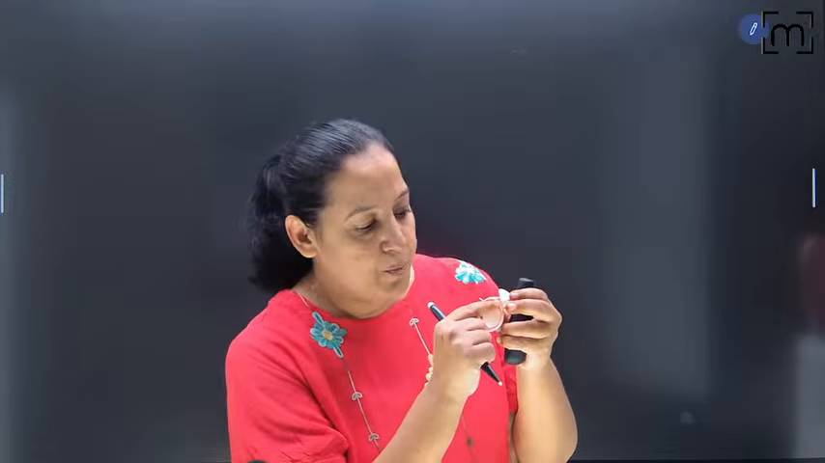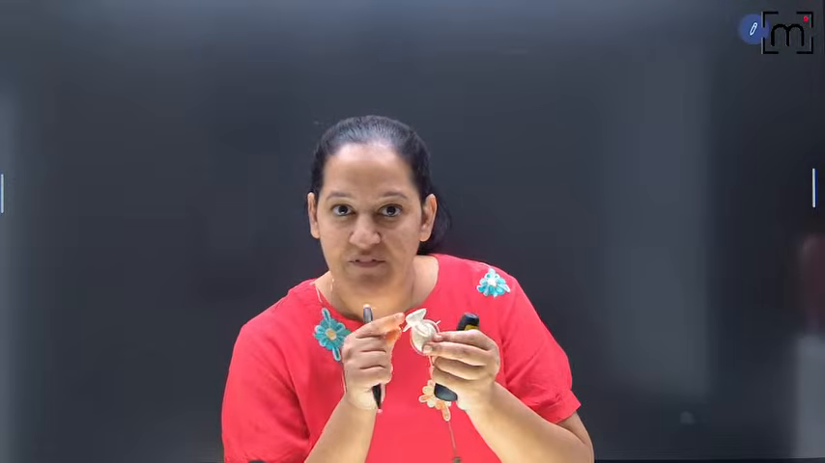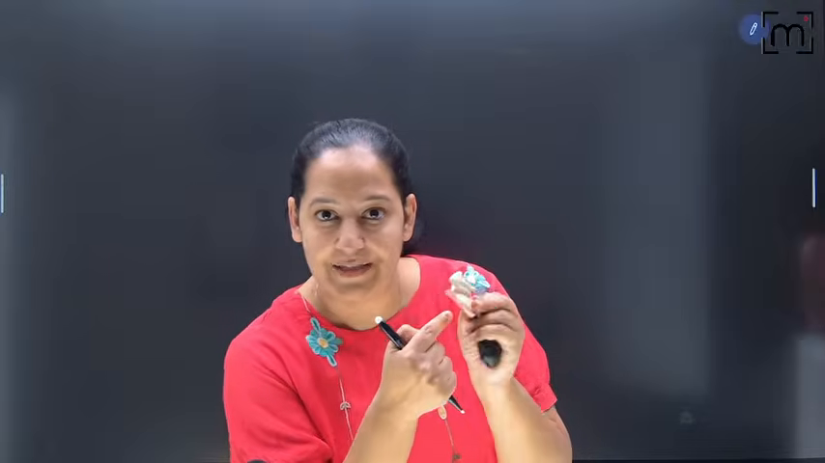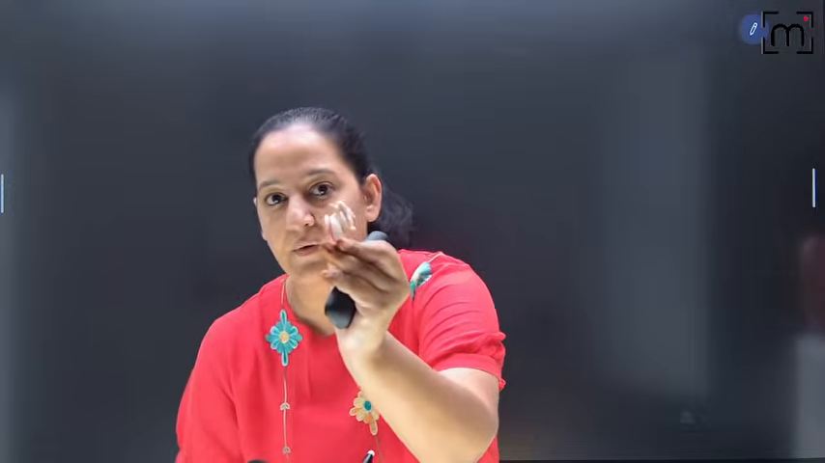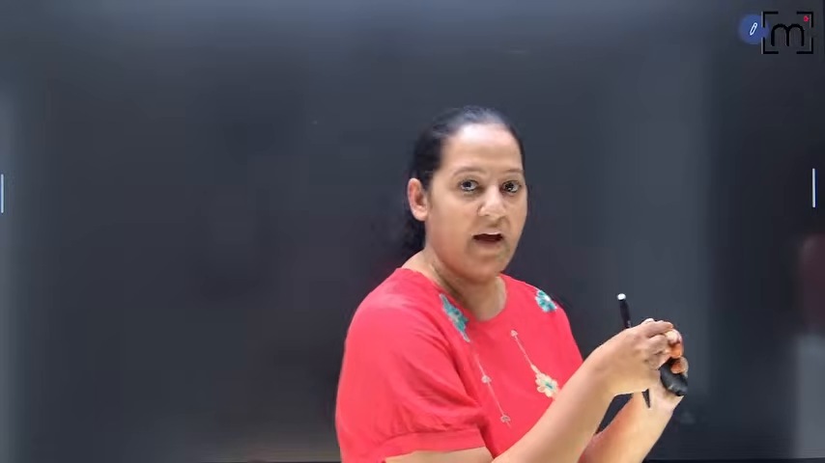Okay, only this portion which is above the handle of the Malleus, behind which the handle of the Malleus is there, you can see. Okay, so this portion is known as pars flaccida. Rest all is pars tensa. I will show you in the model. Don't worry, I will take it again. Okay, just a second.